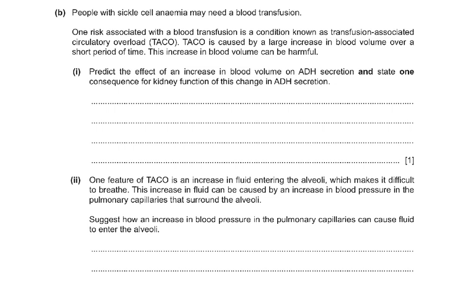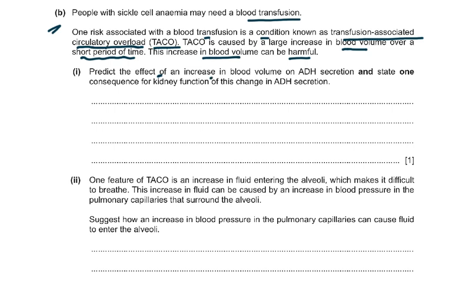Now, the B part of the question is: people with sickle cell anemia may need a blood transfusion. One risk associated with a blood transfusion is a condition known as transfusion-associated circulatory overload, TACO. TACO is caused by a large increase in blood volume over a short period of time, because when you're given a blood transfusion, suddenly the volume is going to increase as you give it in a period of 10 to 15 minutes. This increase in blood volume can be harmful. So blood volume 5 liters, suddenly now it is 5.5 liters.